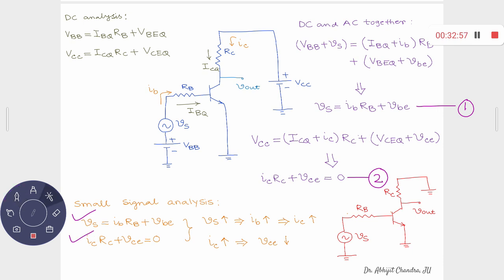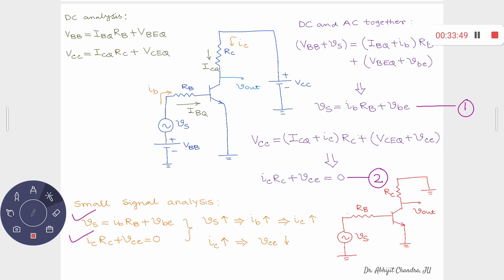It implies that whenever there is an increase in VS, it leads to a corresponding increase in IB. And if IB increases, IC will also increase. Right? And then here we have IC RC plus VCE is equal to 0, or you can write IC RC is equal to minus VCE. So if IC increases, VCE also changes, but in the reverse direction, because IC RC is equal to minus VCE. So if IC increases, VCE will change in the reverse direction, that means it will drop. You want to get the point?